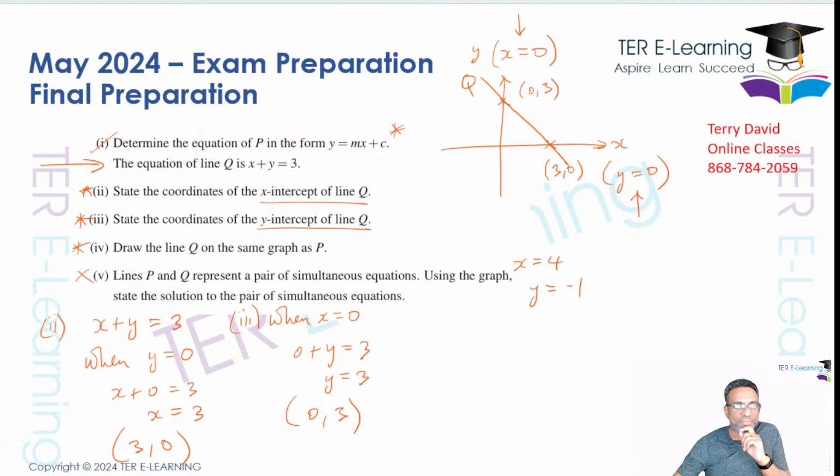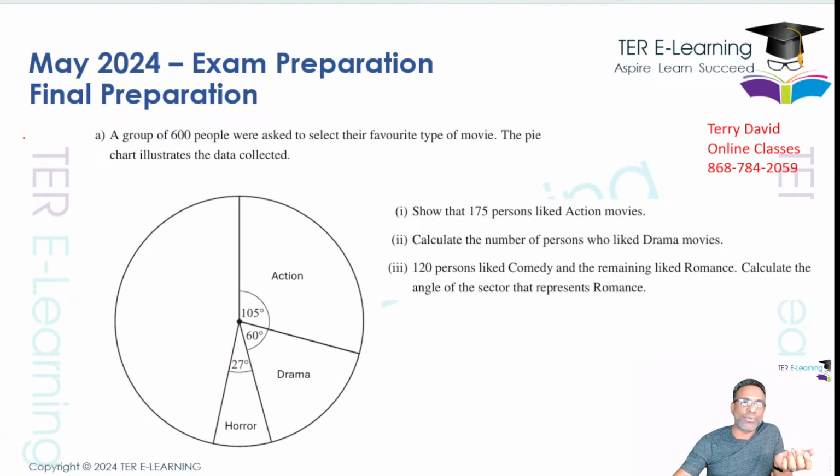Question 5. As you guys know, question 5 is going to be based on statistics, and any number of things can come here. You can get a line graph, a histogram, a cumulative frequency curve, a frequency polygon, any one of them. I cannot do every single question on them. We can also get a pie chart, which is what this question is going to be based on.